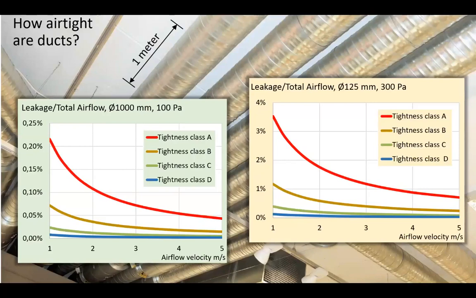So does this really motivate us to have airtight ducts? 1% of a fraction, does it matter? Well, you could say, as long as you have 1 meter of duct, it's only percentages, but many duct runs are much longer than that. So if you have 10 meters, of course, you get much more. And then you realize that with the bad tightness class A, you will lose quite a large portion of your treated air.